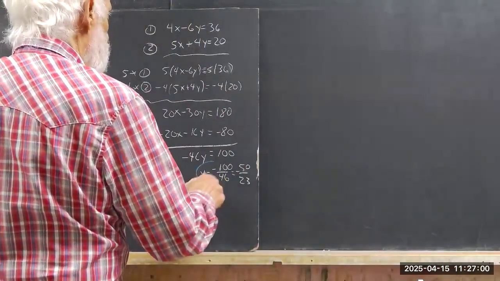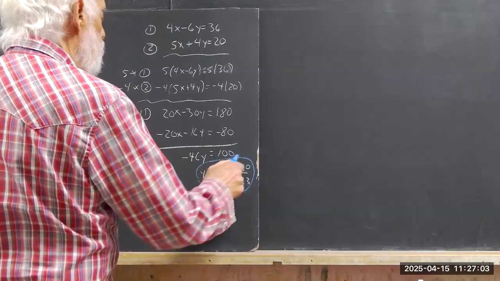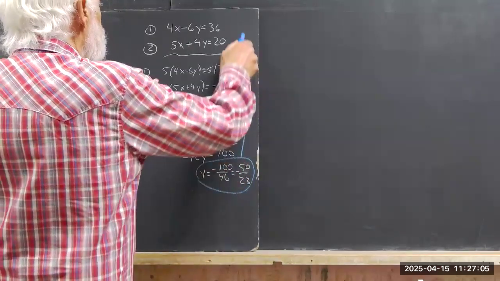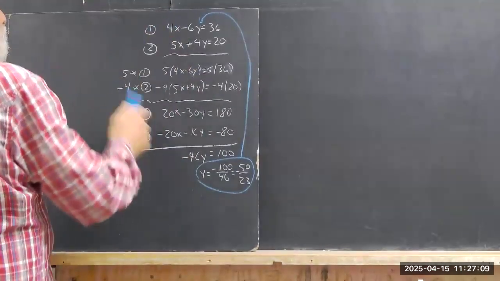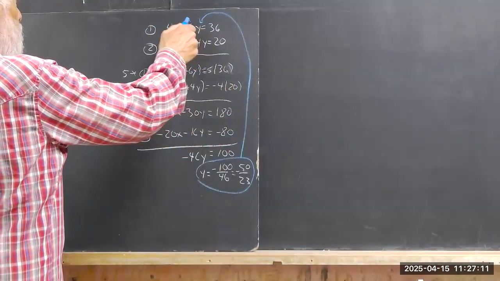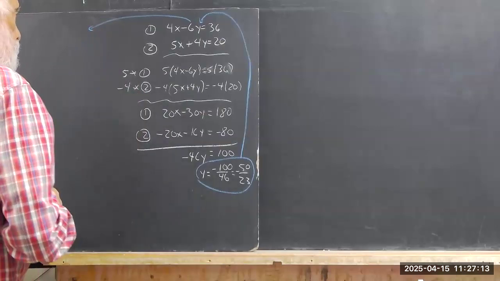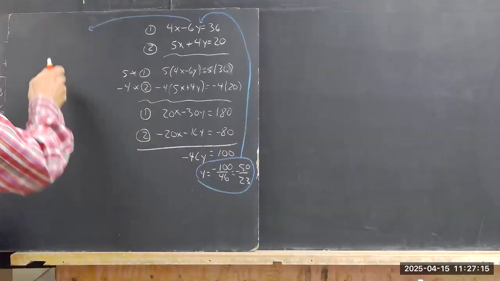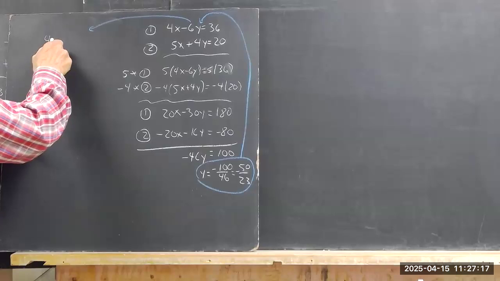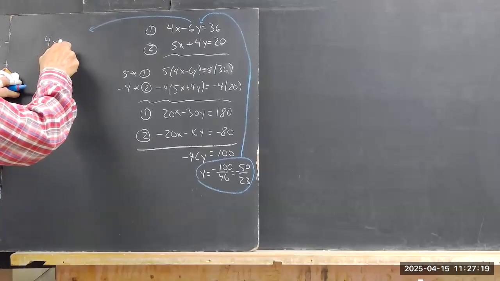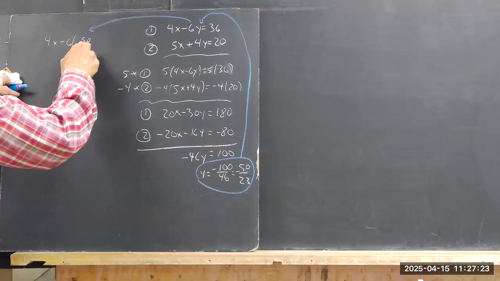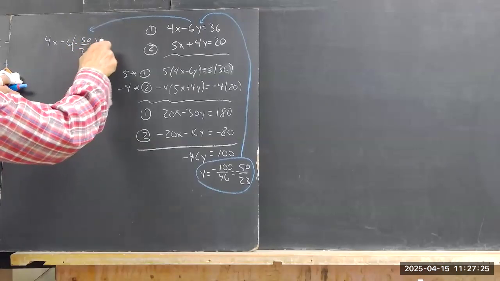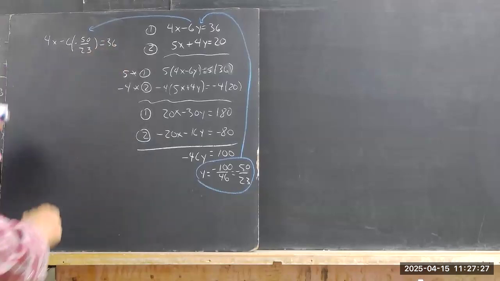And now what do we do? We take this result, we plug it into one of the equations. It could be the second one, but it's easy for me to get an error in this y. And that gives me the equation 4x minus 6 times -50 over 23 equals 36.